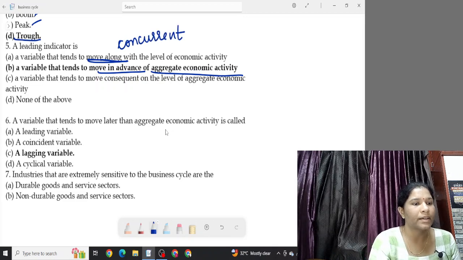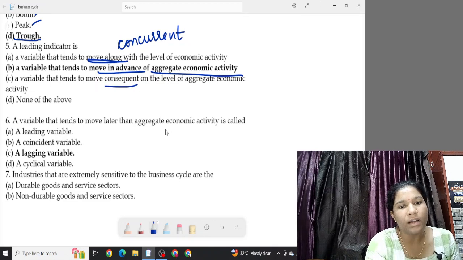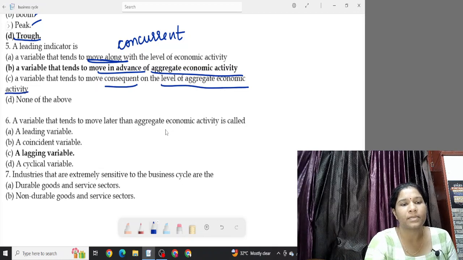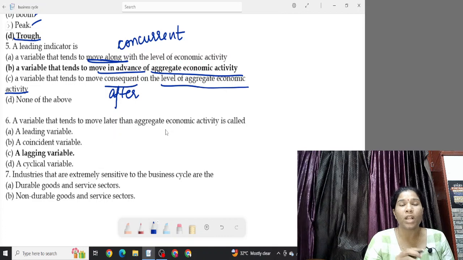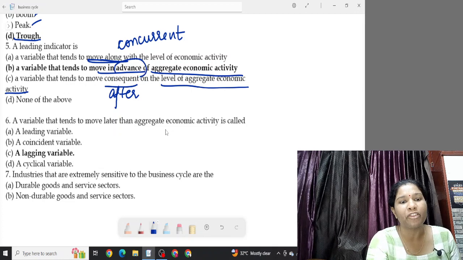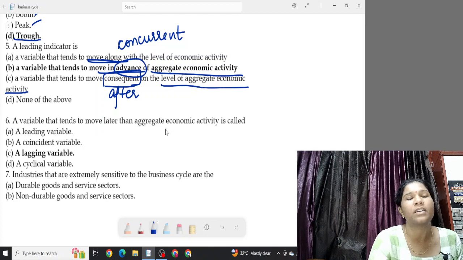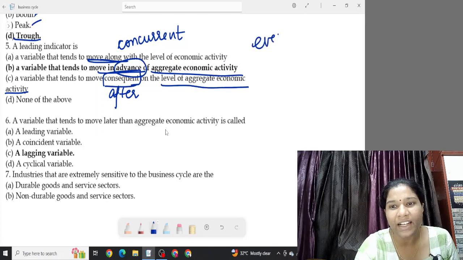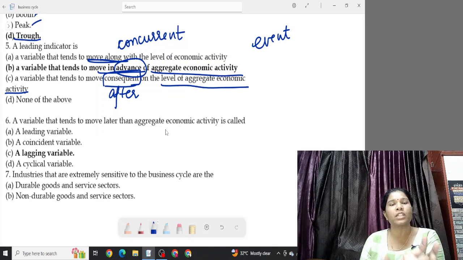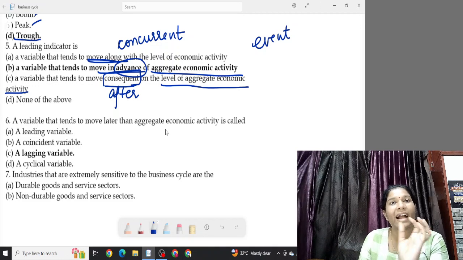Okay, concurrent. Next one, a variable that tends to move consequent on the level of aggregate economic activity. Consequent means after. So now you have understood what wordings they're using, right? Instead of the word before, they're using the word advance. Instead of the word after the event happening, they're using the word consequent. And instead of the word event, they're using the phrase aggregate economic activity.